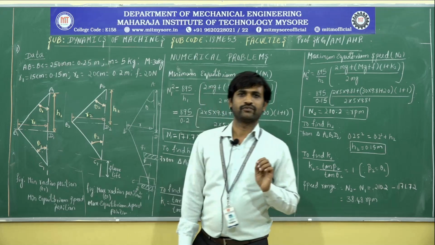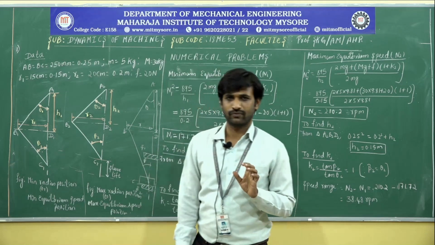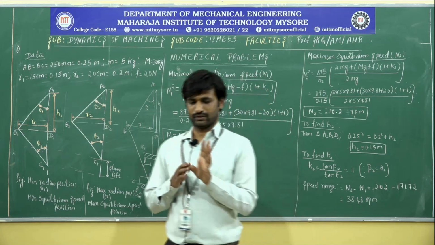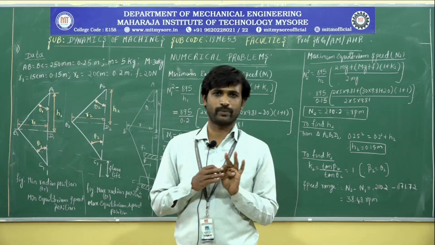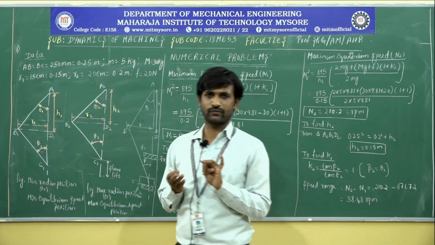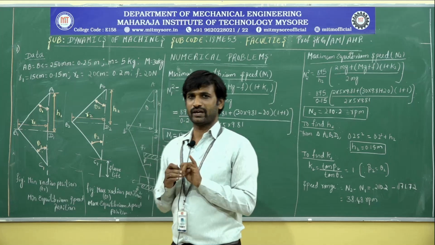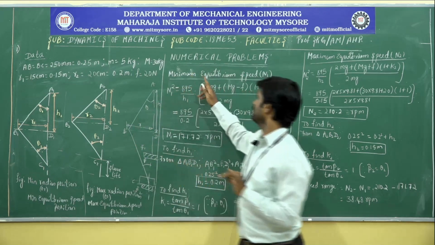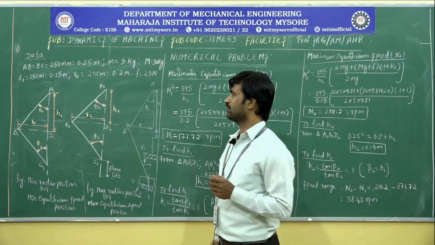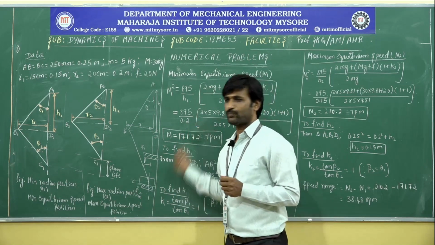In the last class, we discussed the theoretical concepts of the governor. So, the theoretical concepts consisted of the definition of the governor, followed by the types of the governor, followed by the principle of working of the centrifugal governor. Then we derived the expression for the equilibrium speed of a Porter governor. Now, in this class, we will try to solve some of the problems on the Porter governor.